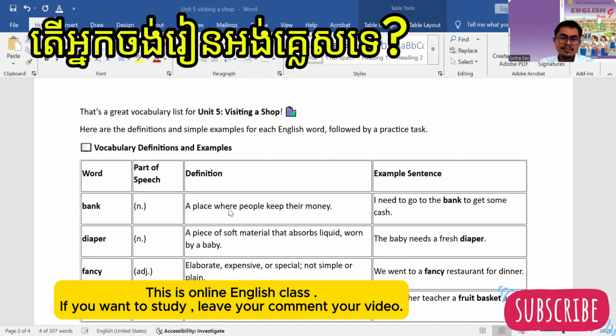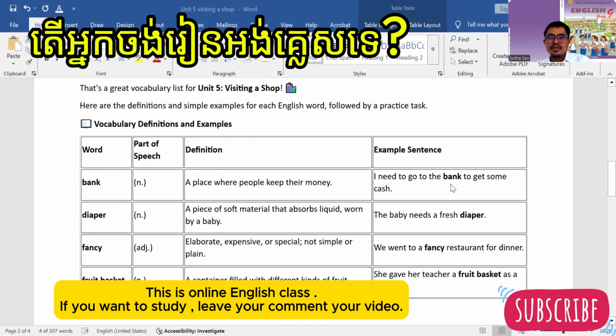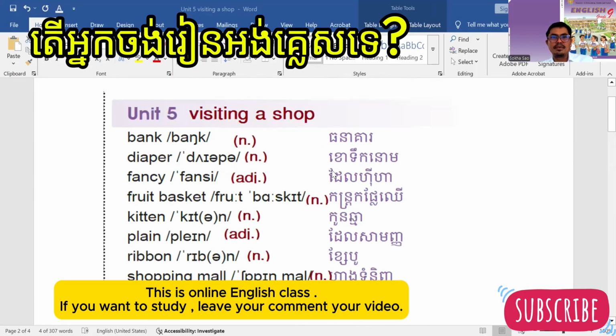So here is the word bank. As you can see, it is clearer than the other words in the sentence. Diaper. Diaper is a noun. It means a piece of soft material that absorbs liquid, worn by a baby. For example, the baby needs a fresh diaper. Diaper, as you know here, is the meaning.